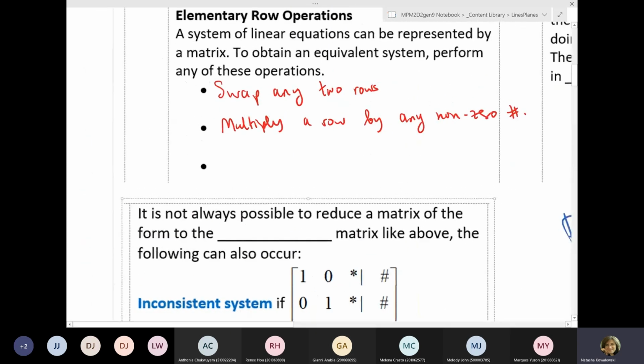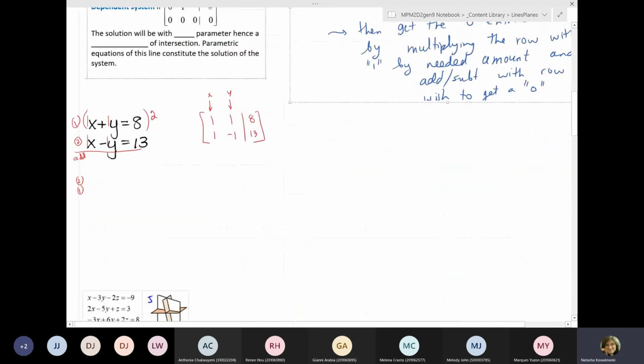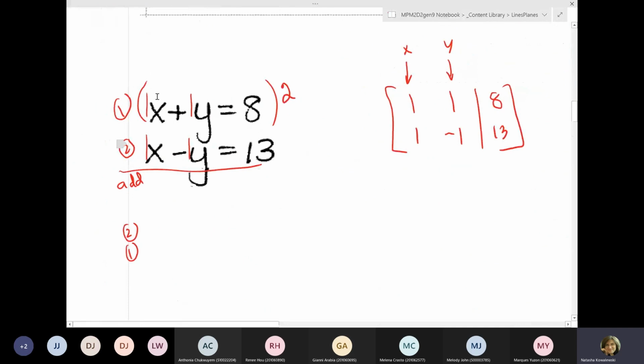And last thing that we can do with rows, these you can add or subtract two rows. Okay, and that's going to be equivalent to what we talked about here, that when we are trying to eliminate something, we add or subtract to eliminate x's or y's. All right, so I'll resolve that now.